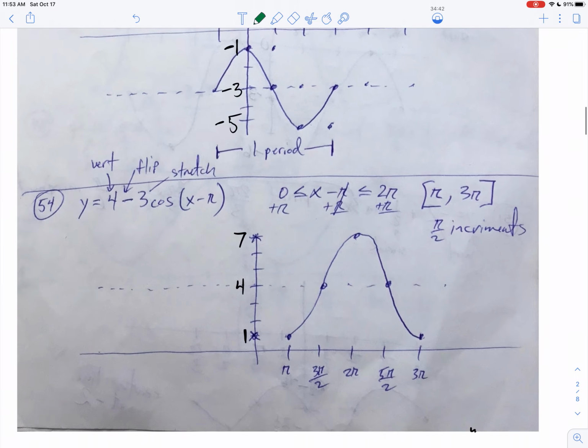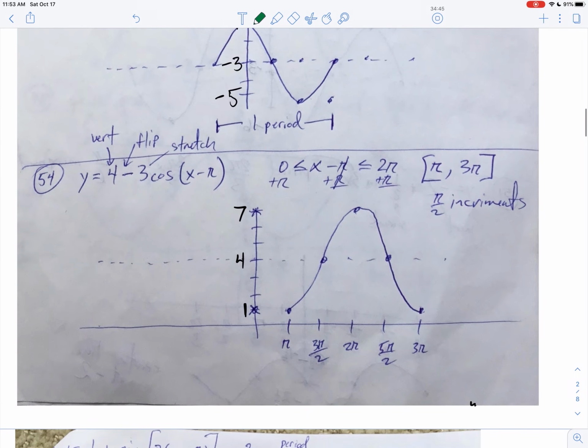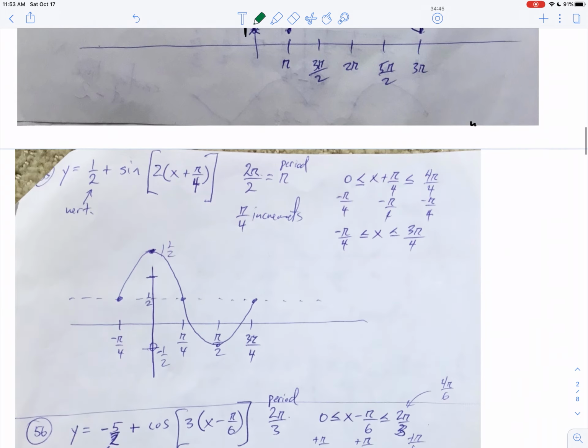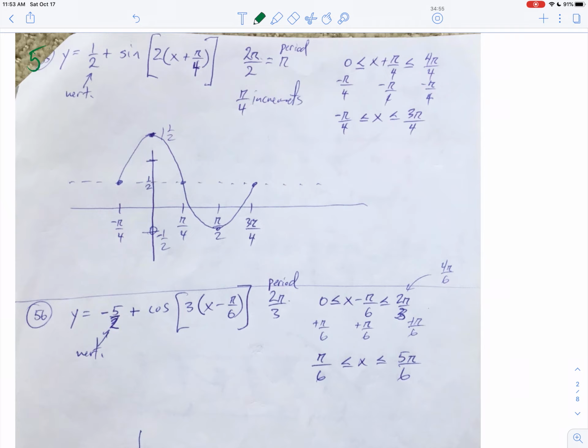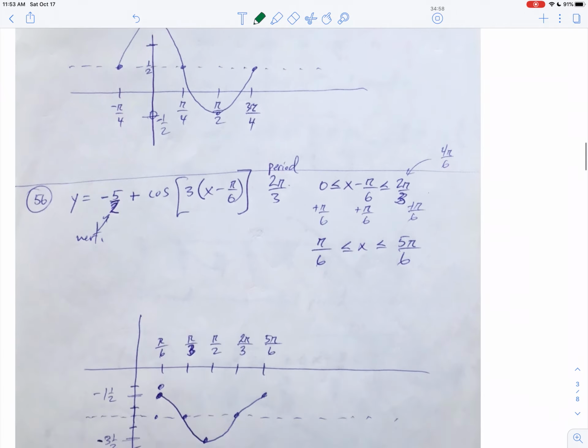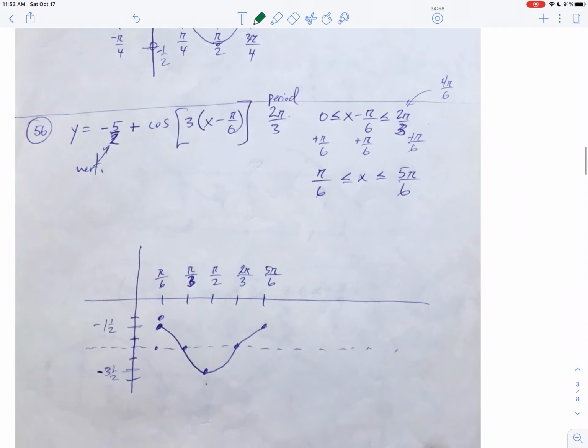That's 54. And then here we go. There's 55. Green doesn't show up that great. And there's 56. Because those ones are the toughest because everything's there. All right, so there's your answer key for the last four.